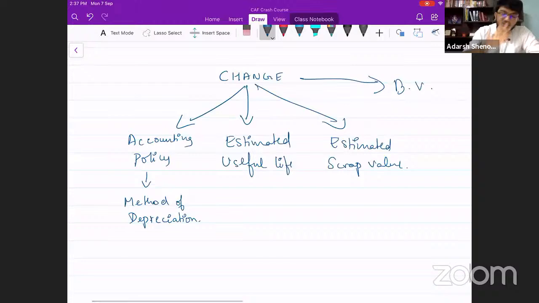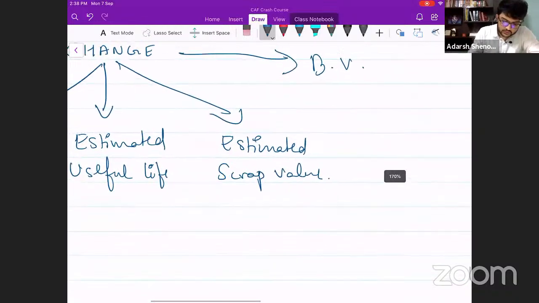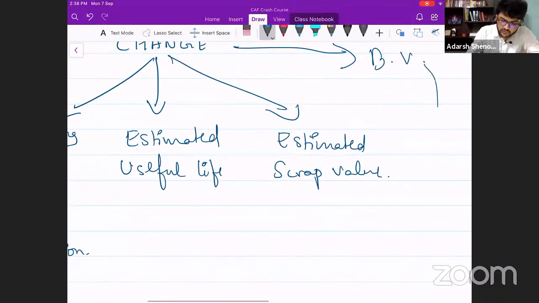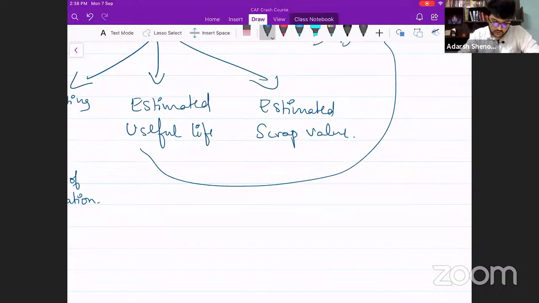So there could be changes with relation to these things. One is the accounting policy, estimated useful life and estimated scrap value. Now, we will discuss these two things first. When we change the estimated useful life, or book value also will be included in this discussion. So when there is a change in estimated useful life, estimated scrap value or book value, how do we do it, sir? We always do it prospectively, that is for the future.